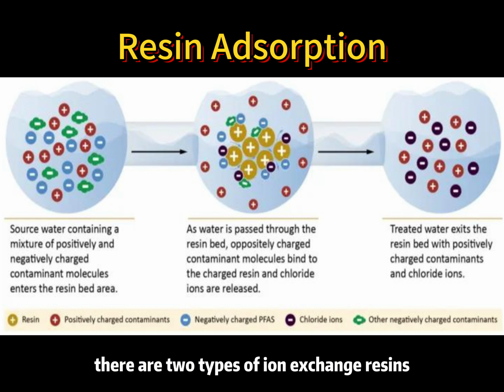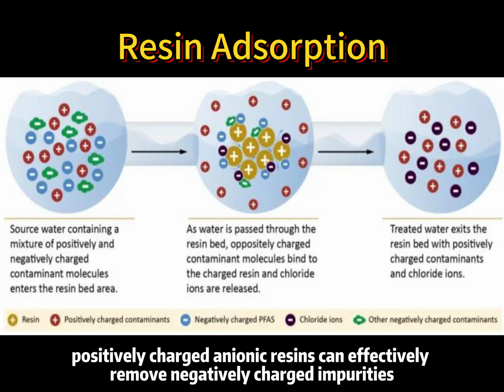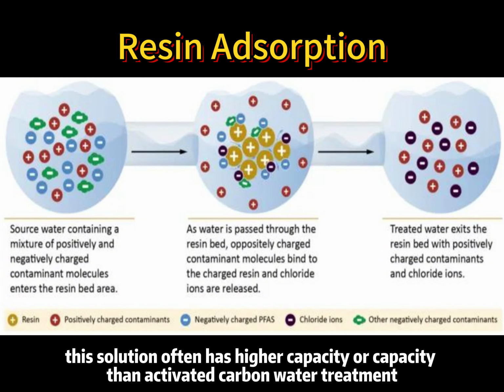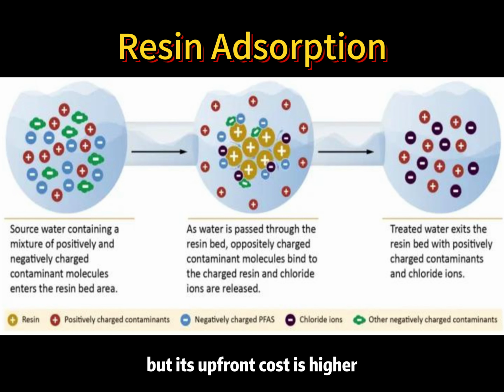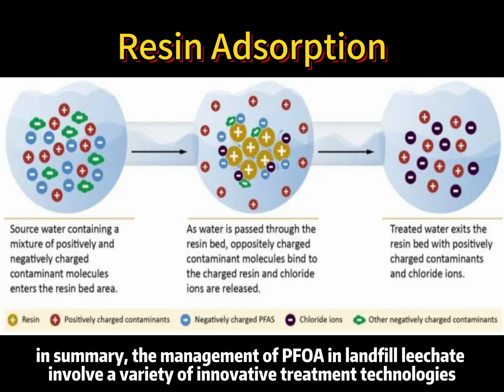There are two types of ion exchange resins, anionic resins and cationic resins. Positively charged anionic resins can effectively remove negatively charged impurities, and PFAS usually carries a negative charge, making anionic resins the best choice for removing PFAS. This solution often has higher capacity than activated carbon water treatment, but its upfront cost is higher, so developing suitable resin materials is crucial. In summary, the management of PFOA in landfill leachate involves a variety of innovative treatment technologies.